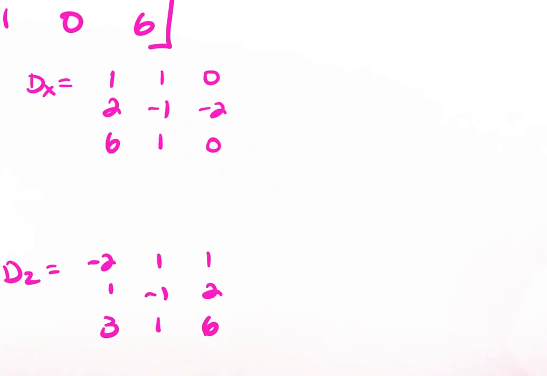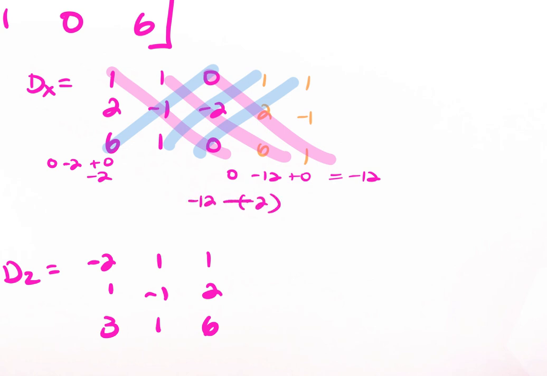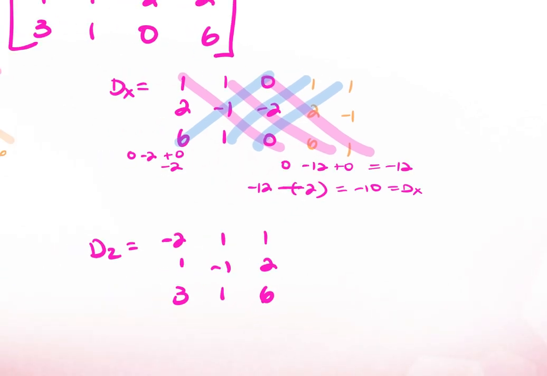Go to the next one. Duplicate the first 2 columns. Multiplying down the diagonals first this way, 0 minus 12 plus 0. And come back the other way, 0 minus 2 plus 0. And I get negative 12 minus a negative 2. That becomes plus, and I get negative 10. Now, if your answers are all supposed to be whole numbers already, you can check to make sure D of x over D would give you a whole number.